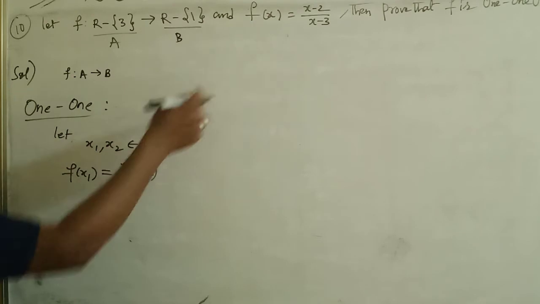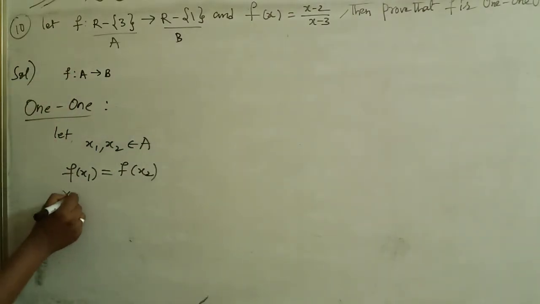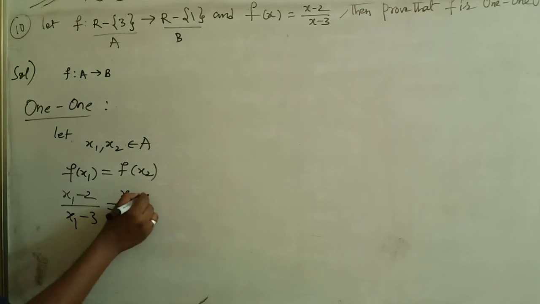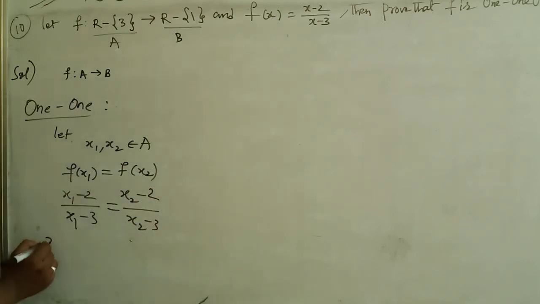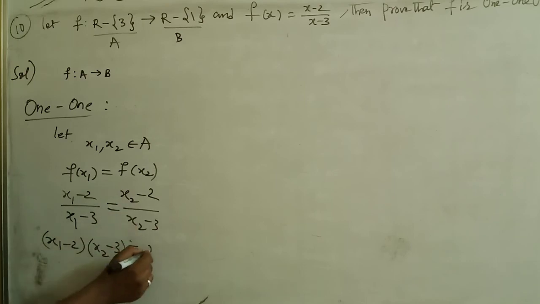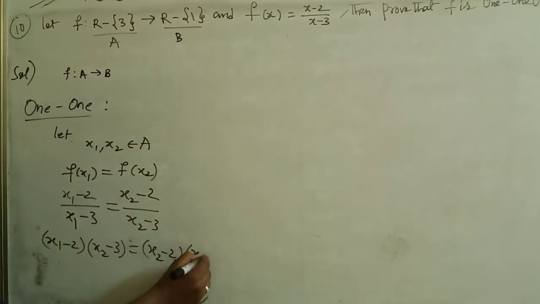f(x) = (x - 2)/(x - 3). So here, wherever x is there, we substitute x1: (x1 - 2)/(x1 - 3) is equal to (x2 - 2)/(x2 - 3). Just cross multiplication: (x1 - 2) into (x2 - 3), and (x2 - 2) into (x1 - 3).